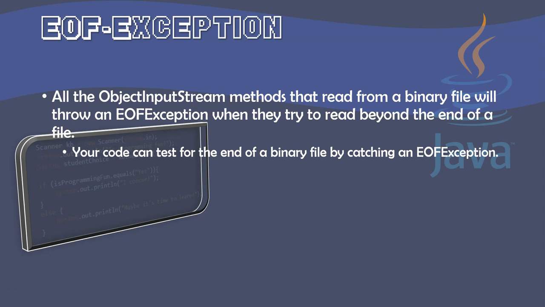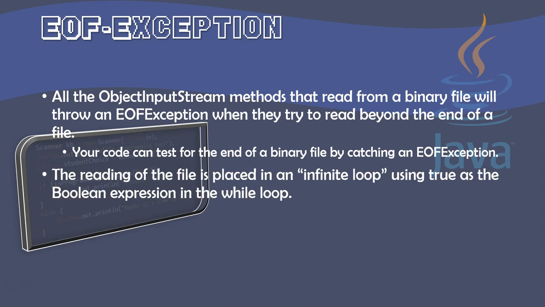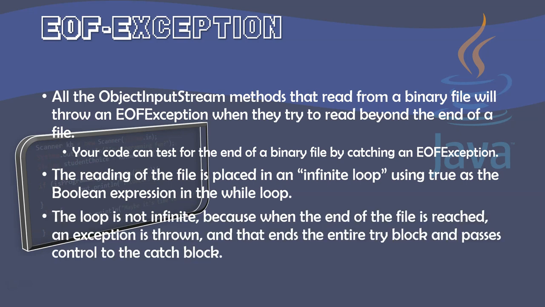And because we throw that exception, our code can test for the end of that binary file by catching that exception. The reading of the file is then placed in an infinite loop using true as the Boolean expression in the while loop. Now, the thing to note is that the loop is not truly infinite here, because when you reach the end of the file, the exception is thrown, and that ends the entire try block and passes control over to the catch block.